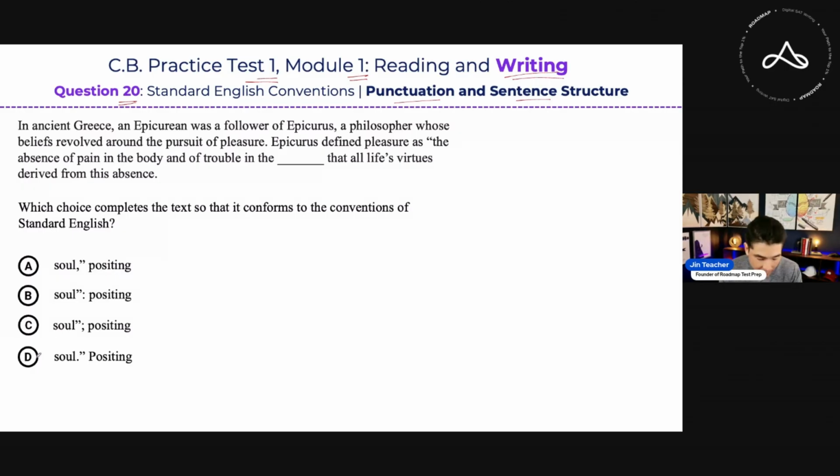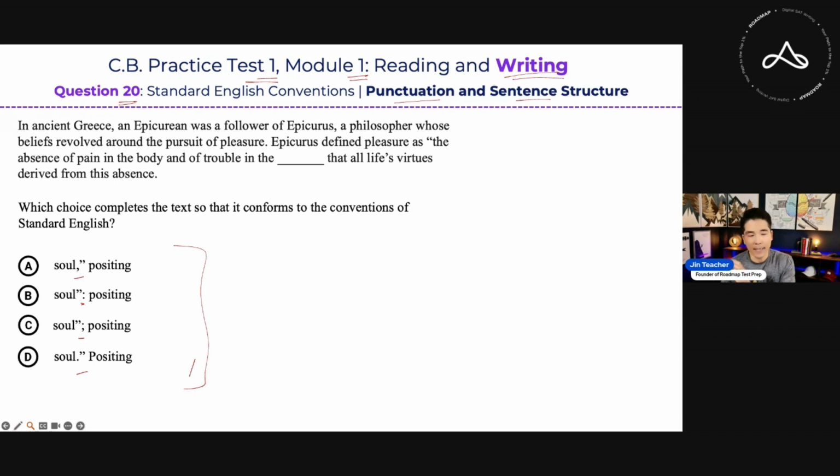So the passage reads, in ancient Greece, an Epicurean. Oh, I should mention, for grammar questions, when you get to writing questions, I like to take a look at the answer choices first. Taking a broad view of the answer choices, you notice different punctuation marks: a colon, a semicolon, a comma, and a period. When you notice different punctuation marks, you have to be thinking, they must be testing me on punctuation. Usually when they test you on punctuation, they're also going to be testing you on sentence structure.